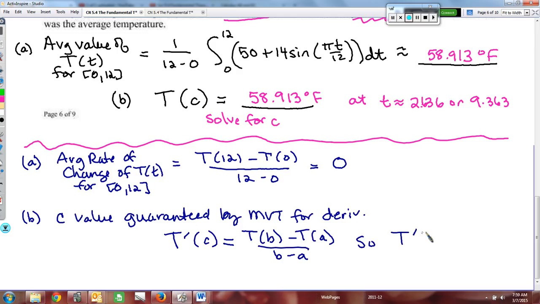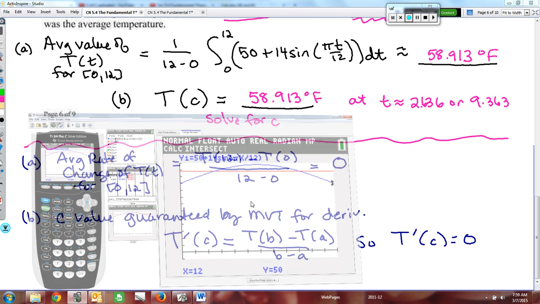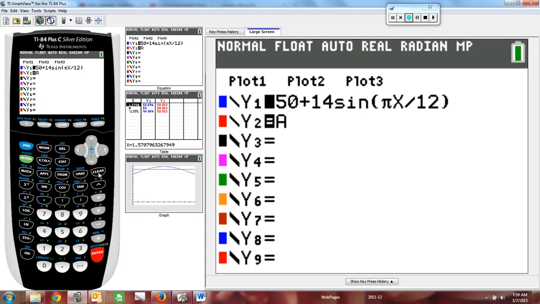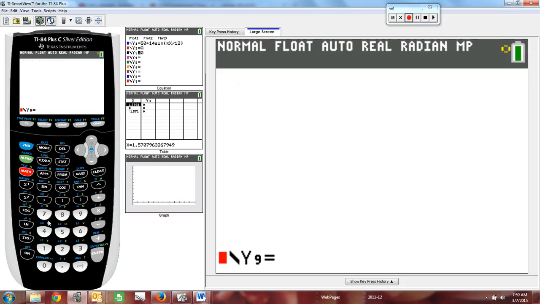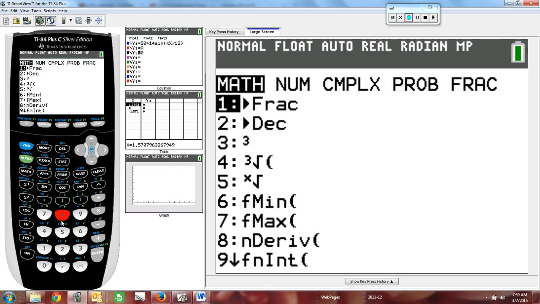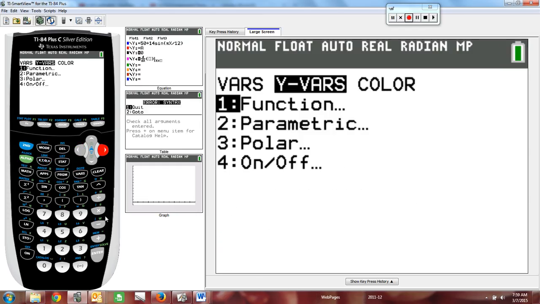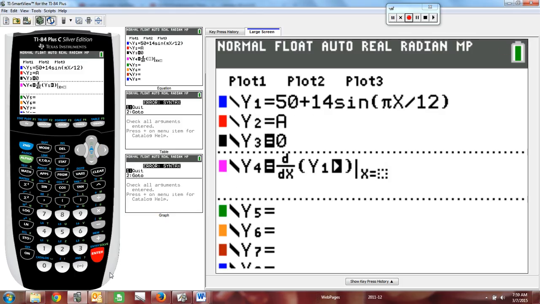So on this one we would be trying to solve T prime of c equal to 0. To do that problem, coming back, I'm going to turn off this one and turn off this. I am now going to put in my average value, which is 0. I could just do the zeros of a function. I'm going to take the derivative, the instantaneous rate. So now I'm going to do math, and I'm going to do 8, and take the derivative with respect to x of my temperature function. That was in Y1, Vars, Y-Vars, Function, Y1.